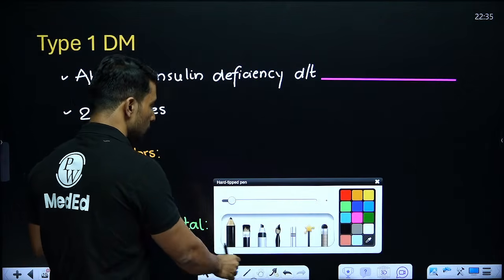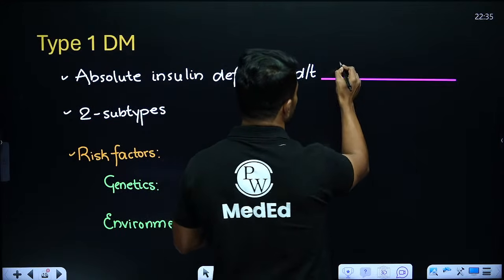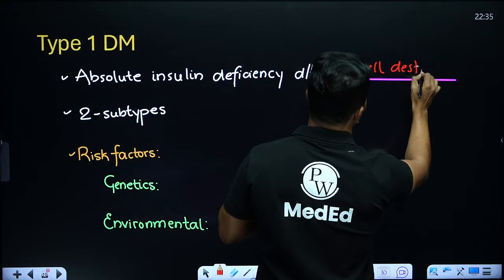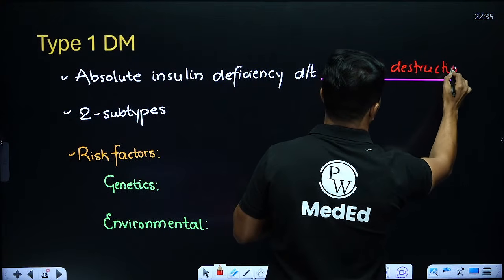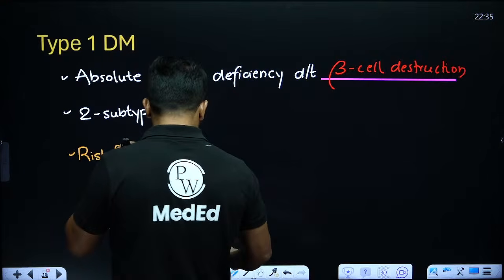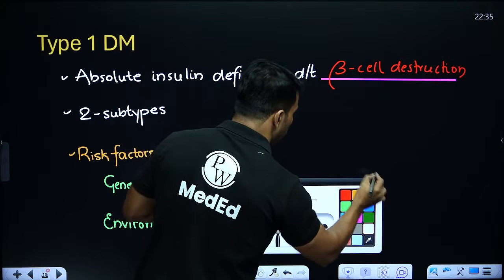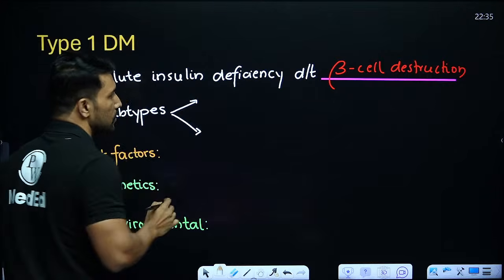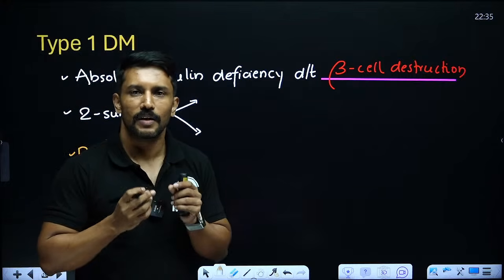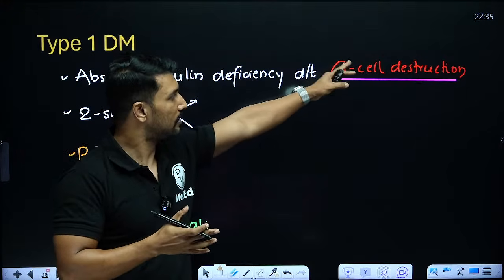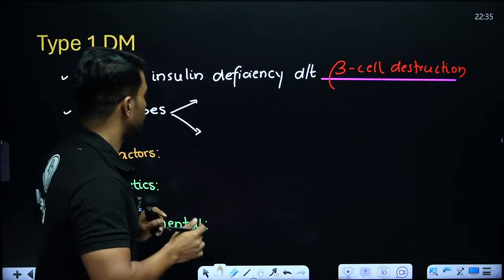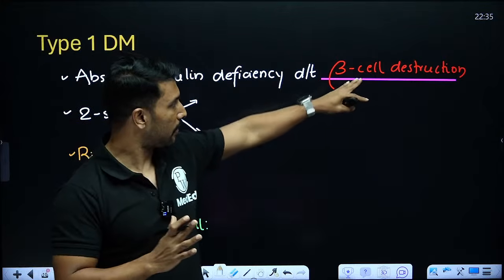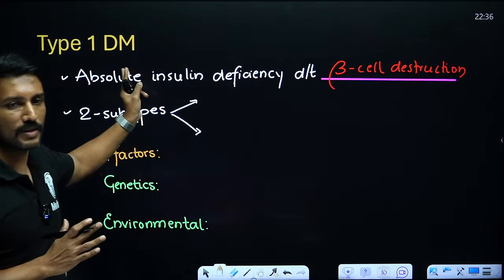But what is the reason for this? The reason is beta cell destruction. Now, why are the beta cells getting destroyed? Beta cells are mostly destroyed because of an autoimmune process. In more than 95% of type 1 diabetes mellitus, there are antibodies causing the destruction of the beta cells. But in 5%, we don't find any antibodies, but there is clear evidence of beta cell destruction and insulin deficiency.